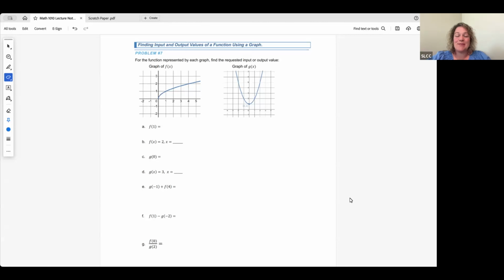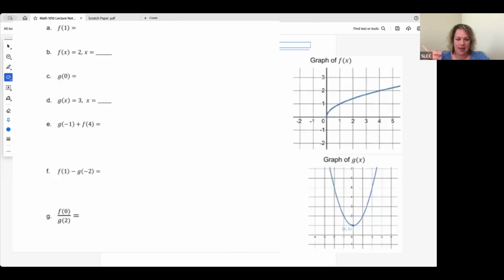All right, the same tip as we've gone over previously. You need to make sure you're on the correct graph. Are you looking for f of x or g of x? Then you need to make sure you have the correct value. Is this an input value on the x-axis or an output value on the y?